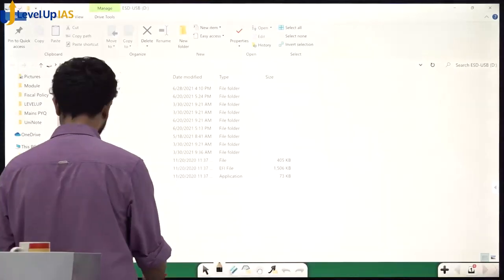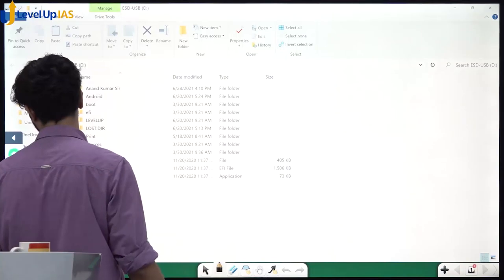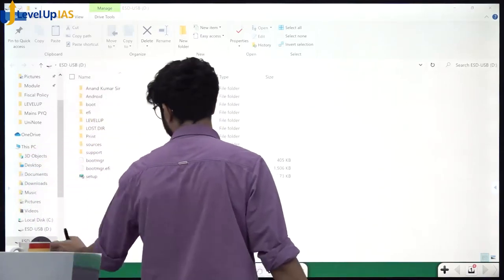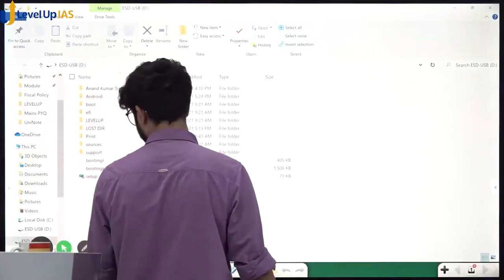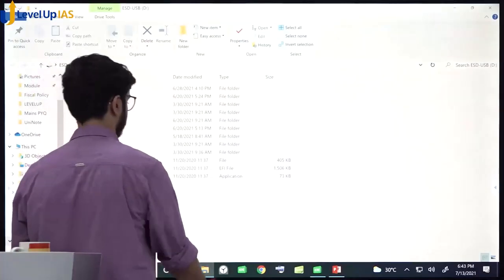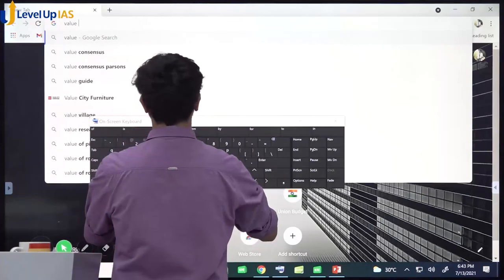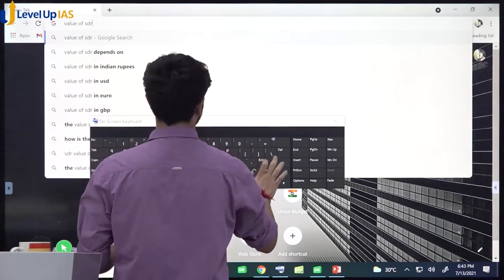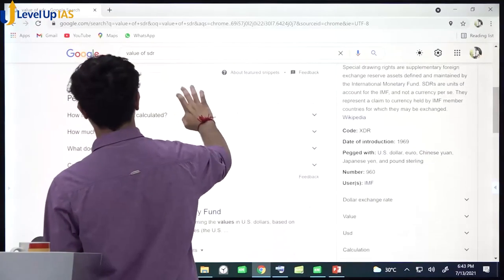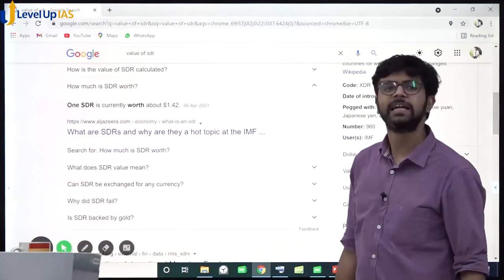What is today's SDR rate? Let us check. This is a different software running. How to close this? What is 1 SDR equal to? One SDR is about $1.42.